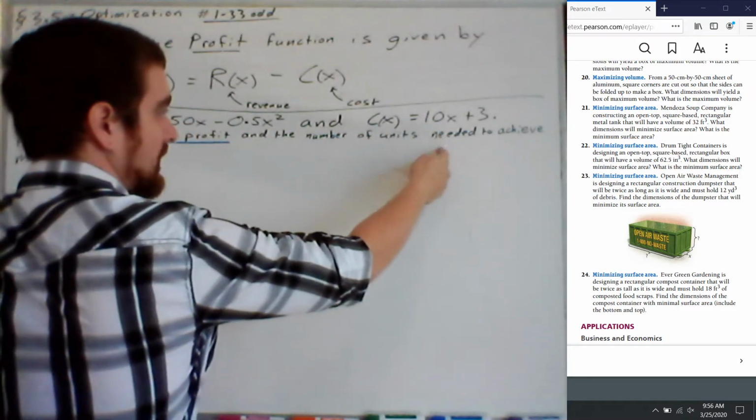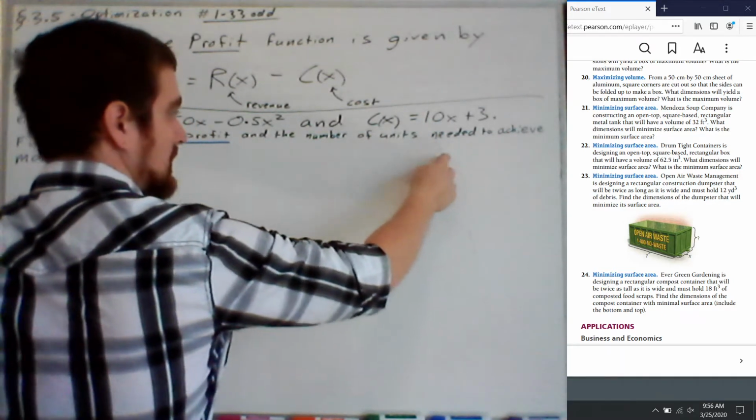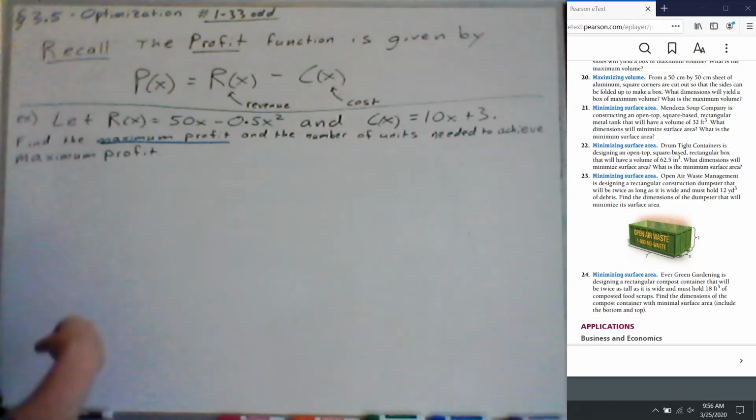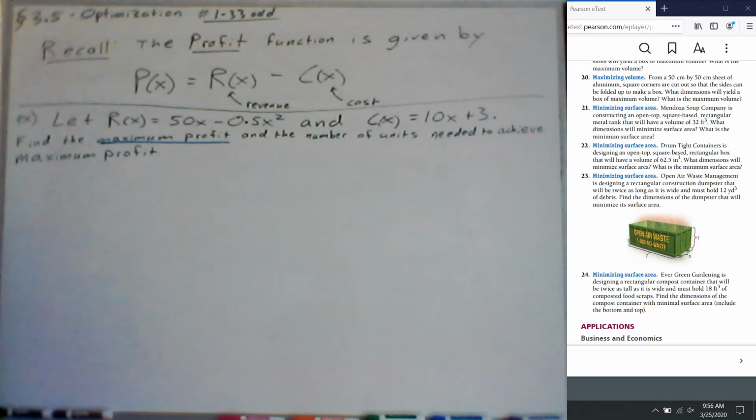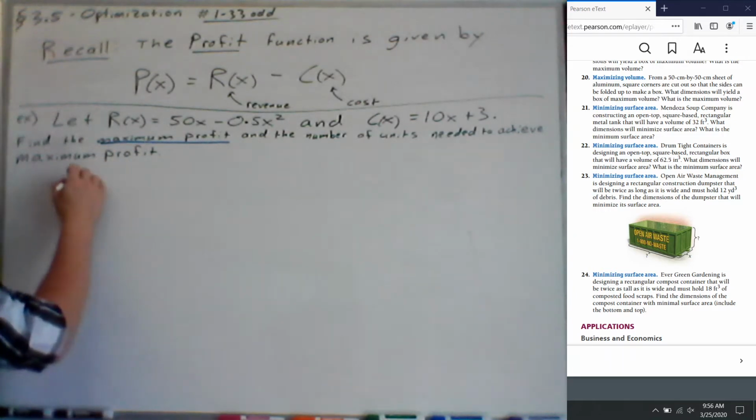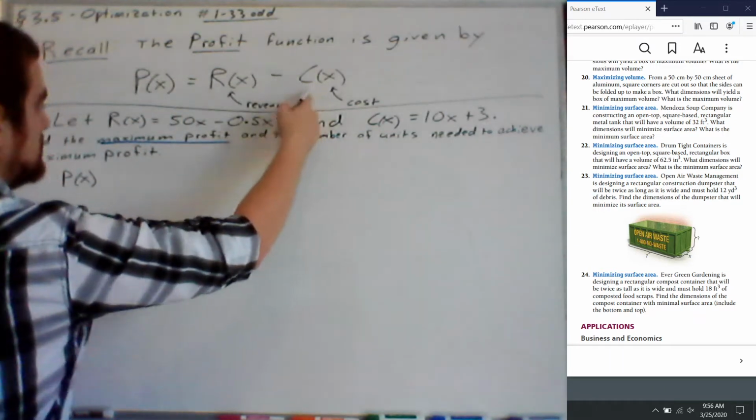That means first I need to find X, those number of units, and then plug that number back into my profit function, and it will reveal the maximum profit. So let's do that. Let's go through this process first by setting up P of X, which I have up there. It's the revenue minus the cost.